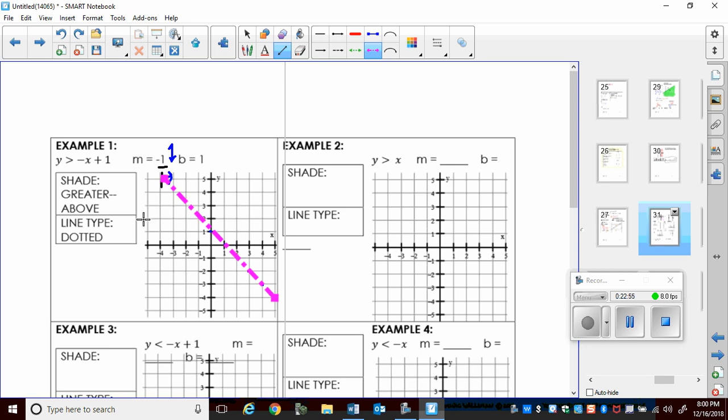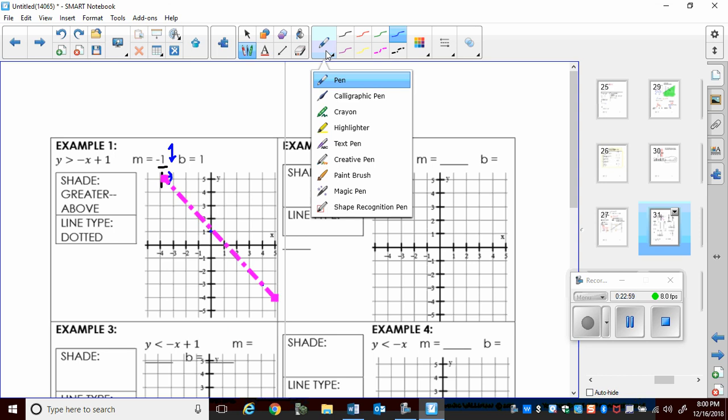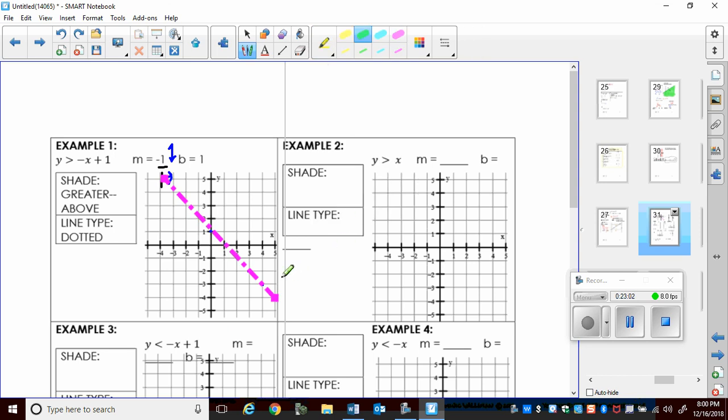And now I'm going to shade it. And I shade above this line. So that means I shade going up. I do not shade on the line because the dotted part is not a part of the solution. Do not shade the dotted part. You be very strategic and very careful there.